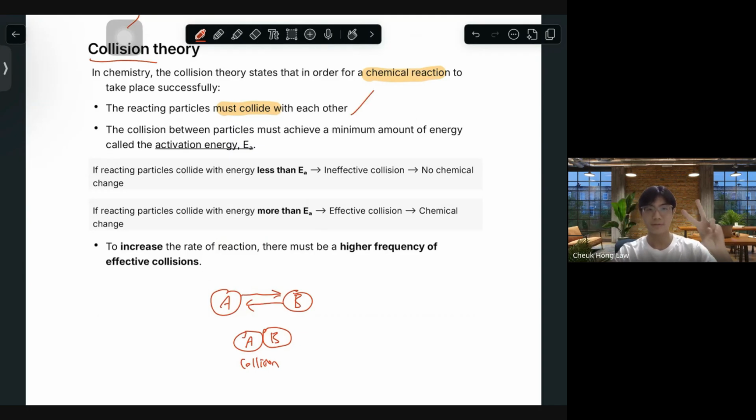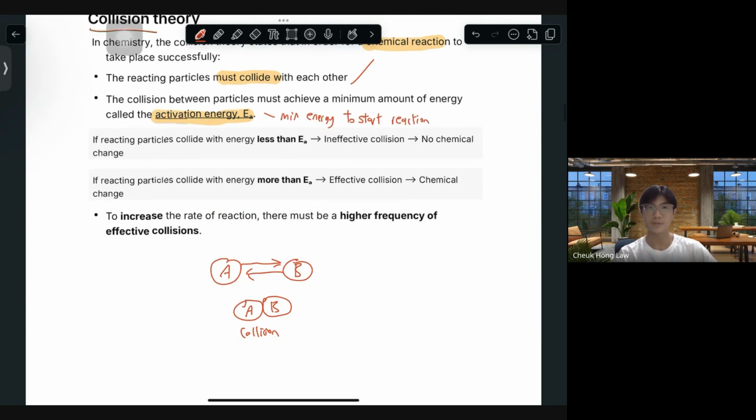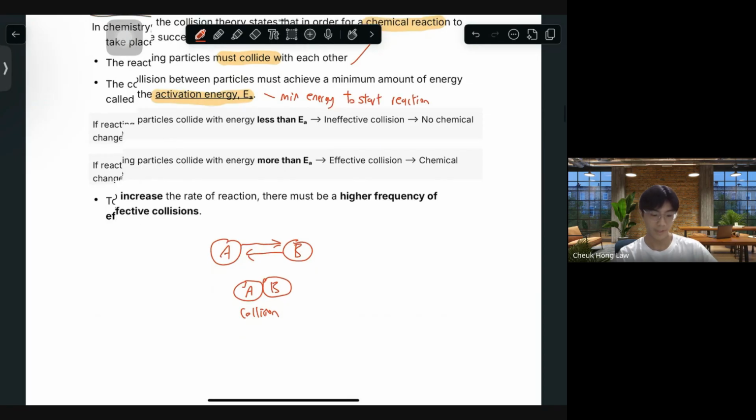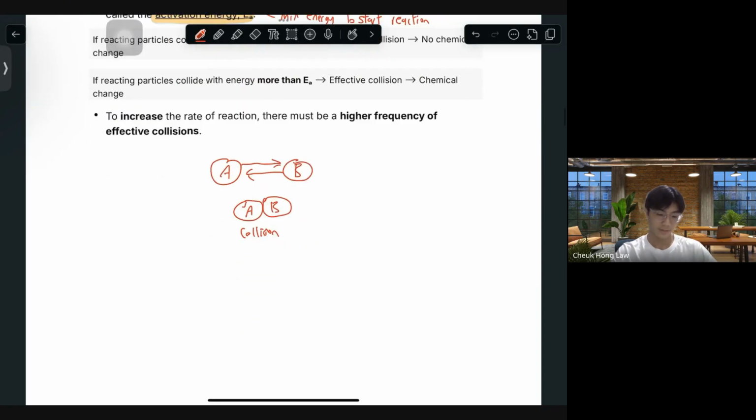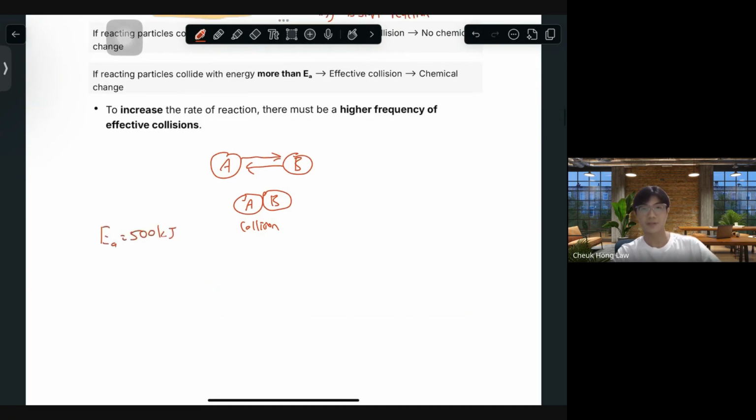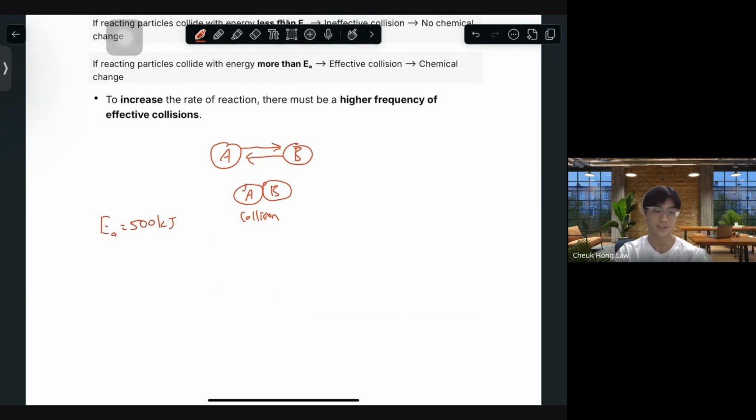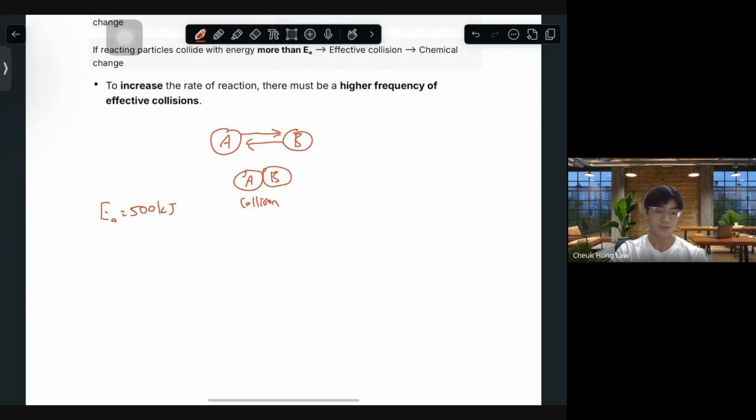The second criterion of the collision theory is that they have to collide with enough energy. And what is this energy? Your activation energy. Activation energy is the minimum energy you need to start a reaction. Let me give you an example. If your activation energy is 500 kilojoules, kJ is kilojoules, let's say this is your activation energy. If I don't hit 500 kilojoules, then a reaction will not happen.